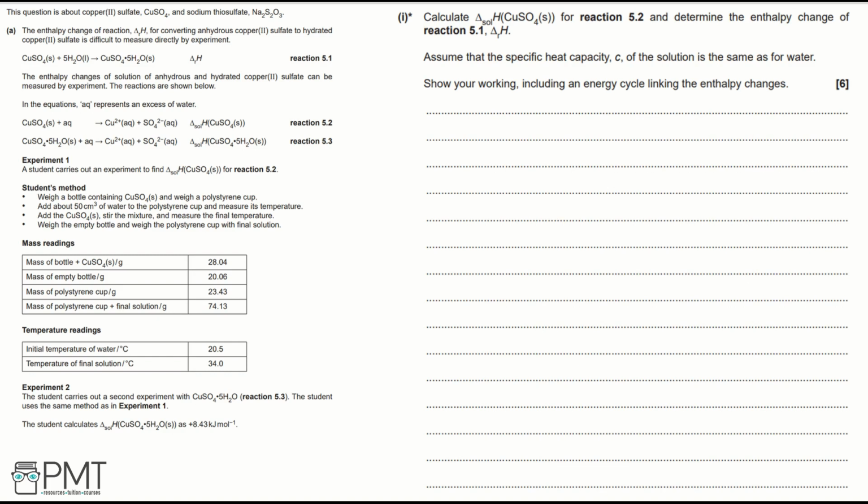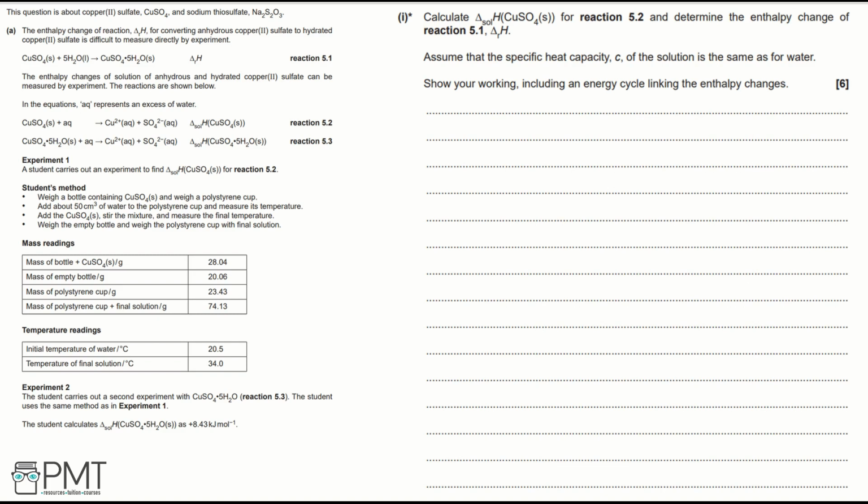Experiment 2. The student carries out a second experiment with CuSO4.5H2O, reaction 5.3. The student uses the same method as in experiment 1. The student calculates the enthalpy change of solution of CuSO4.5H2O solid as plus 8.43 kilojoules per mole.